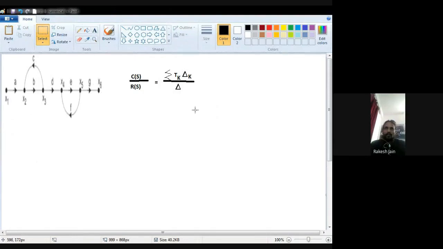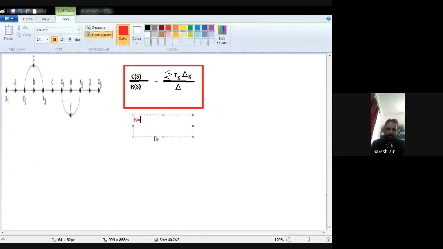So the first step is what? Now this is my formula as I told you in that PPT. Now we start this numerical very carefully. So what is the first step? We have to find out the value of K. Now what is the meaning of K? K is the number of forward paths.